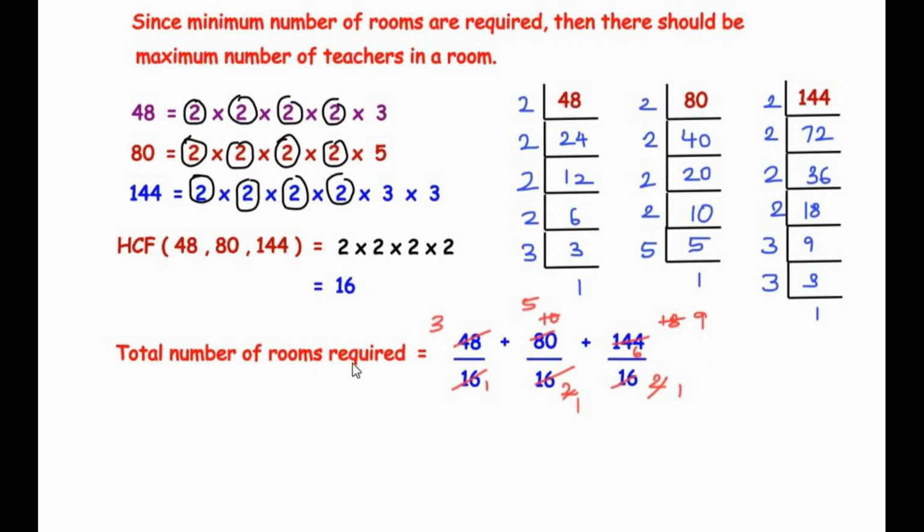So the total number of rooms required is going to be 3 plus 5 plus 9. And 3 plus 5 plus 9 gives us the answer as 17. So these are the minimum number of rooms we require for the workshop.